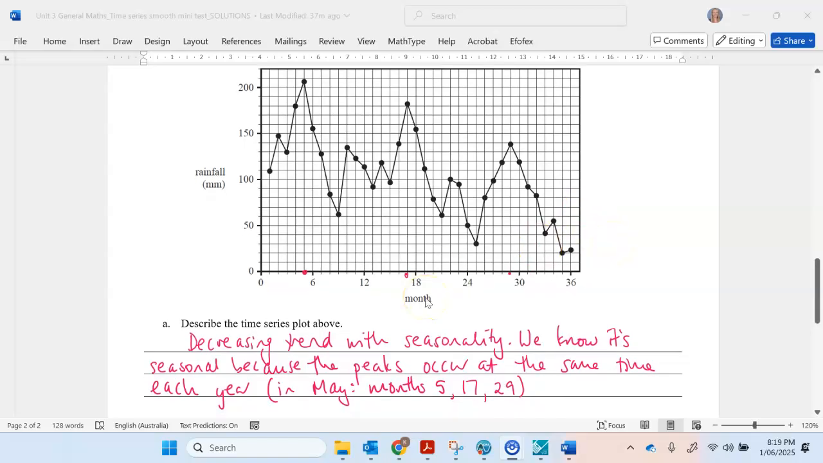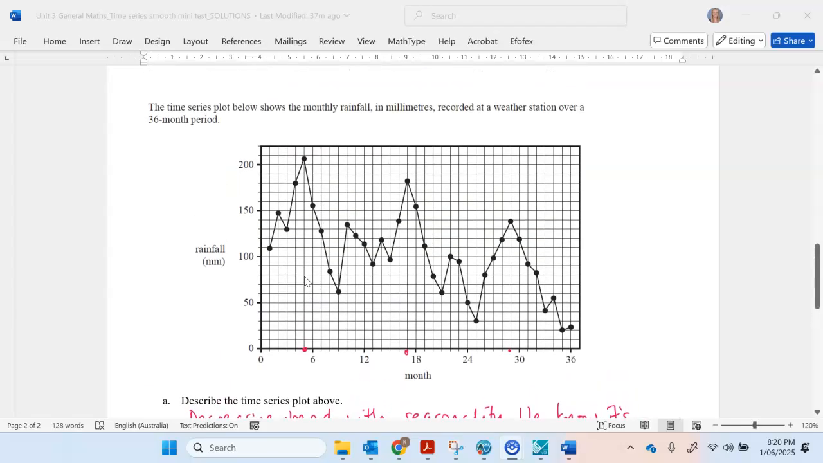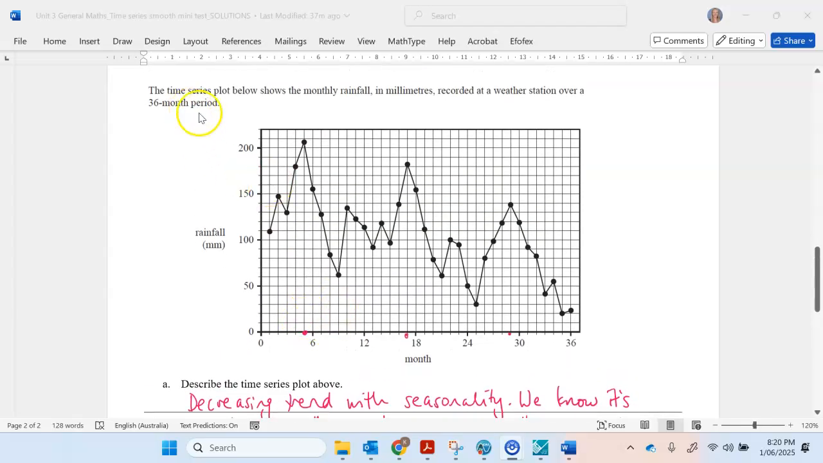And always check for seasonality. So if there's no seasonality, you can just say it's irregular fluctuations. But as I've told you many, many times, every time series plot has irregular fluctuations. You just got to check for seasonality. So when I did that, I noticed that they all happened in May. So this is over a 36-month period. So from 0 to 12 is 1 month, sorry, 1 year.